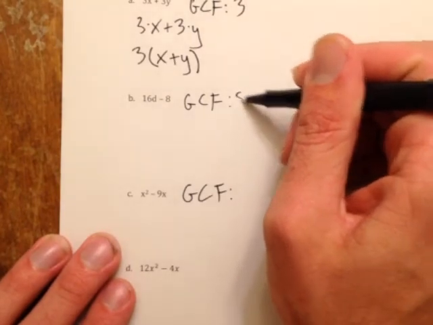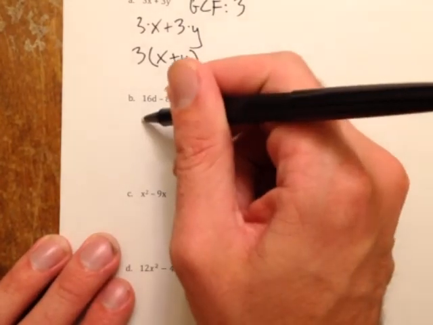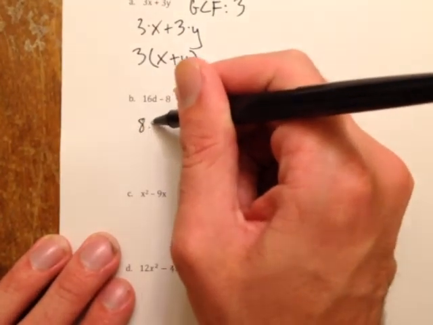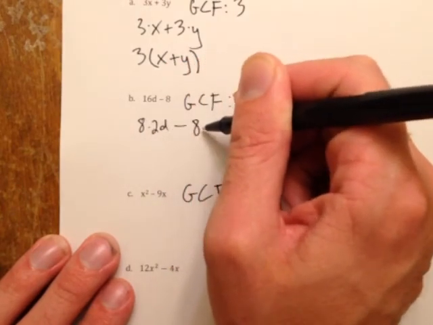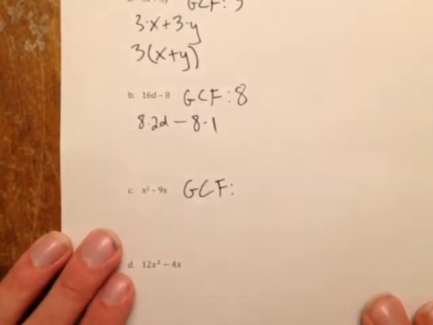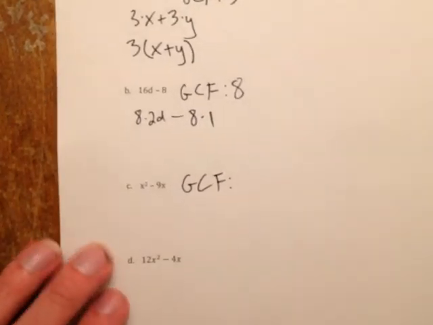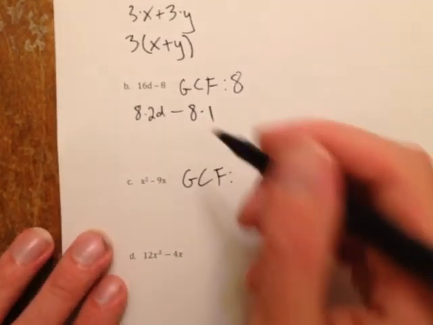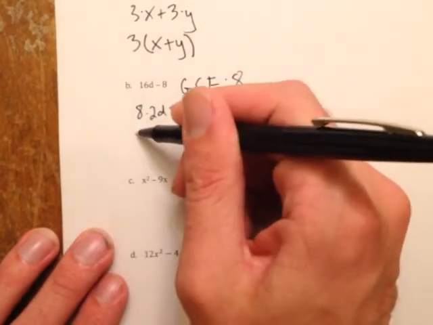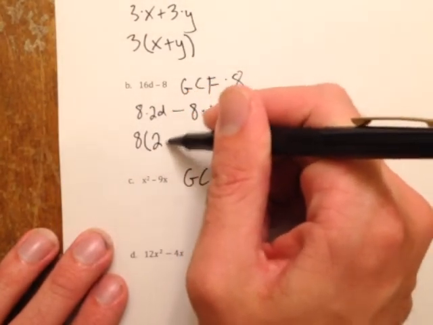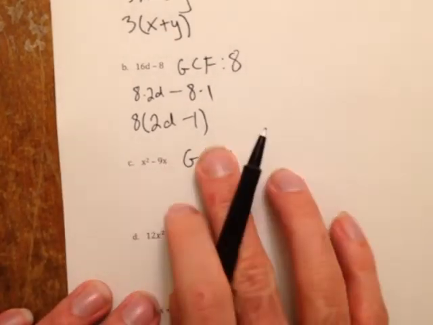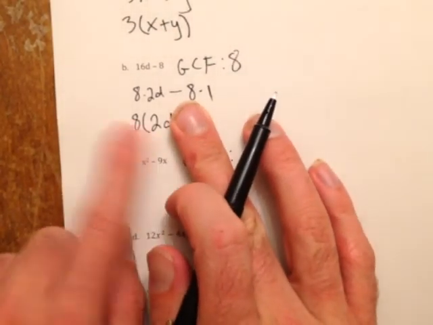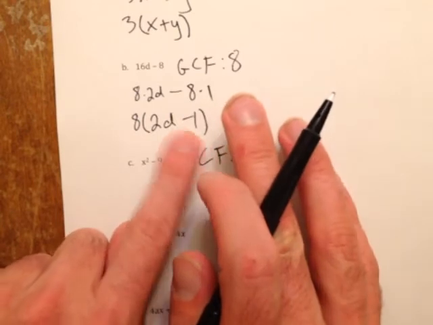Why don't you go ahead and try B, pause, and then come back when you're ready to go. Alright, GCF is 8. So I can rewrite 16D as 8 times 2D, minus 8 I can rewrite as 8 times 1. You do need that 1 in there. That is extremely, extremely important that you have that in there. Okay? Because now when you do distributive property in reverse, you get 8 times 2D minus 1. That 1's important. If you don't have that 1 there, this is just 16D. You don't end up with the minus 8 if you don't put the minus 1 there.